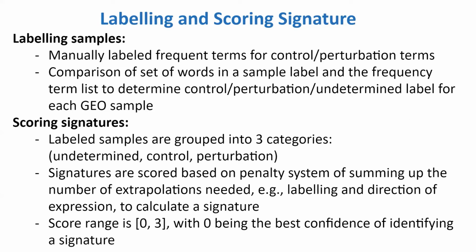Signatures were then given a confidence score based on a penalty system of summing up the number of extrapolations needed, for example, labeling and direction of expression to calculate a signature. The score ranges from 0 to 3 inclusive, with 0 being the highest confidence.